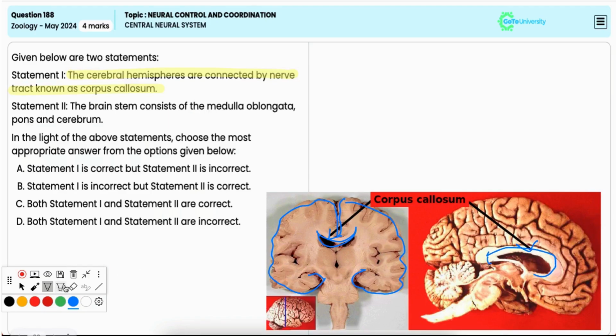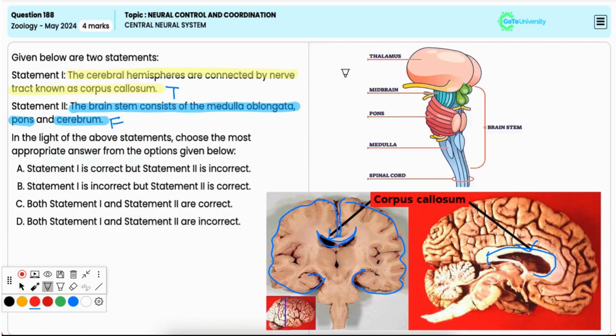Statement 2. The brainstem consists of the medulla oblongata, pons, and cerebrum. This is incorrect because the brainstem consists of the midbrain, pons, and medulla oblongata, but not cerebrum.